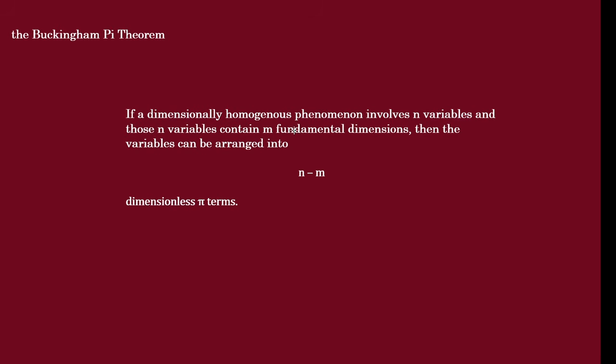So if a dimensionally homogeneous phenomenon involves n variables, and these n variables contain m fundamental dimensions, then the variables can be arranged into n minus m dimensionless pi terms. So let's give an example so we can break down what this complex definition looks like.